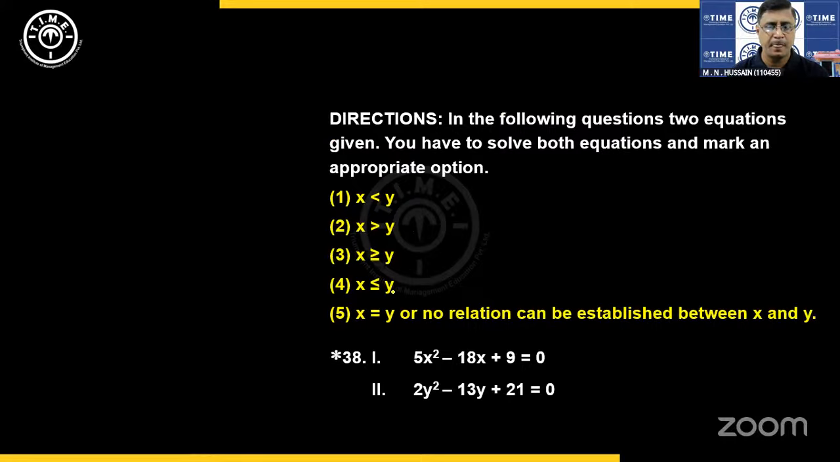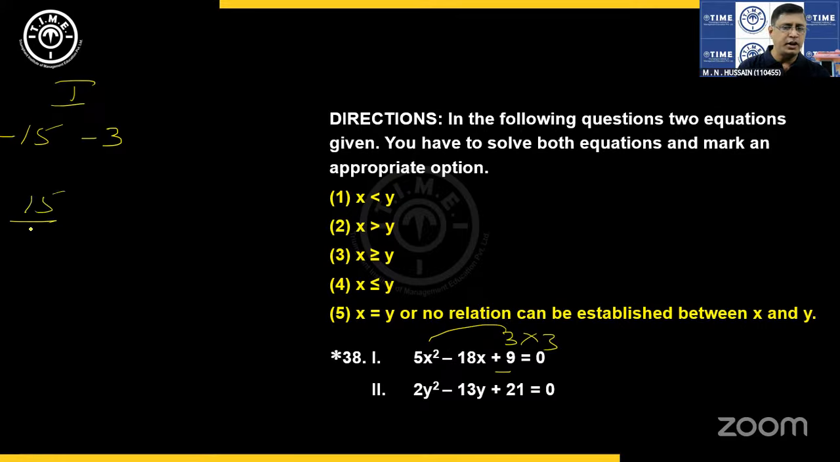Next. 5x square minus 18x plus 9 is equal to 0. The middle term is minus 18. Here 9 means 3 into 3. Now 3 into 5 is equal to 15. 15 into 3. 15 plus 3 is equal to 18. So minus 18 means minus 15 minus 3. So positive 15 by 5 and positive 3 by 5 are the roots of the first quadratic equation.